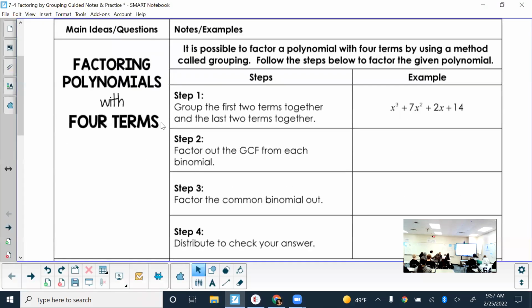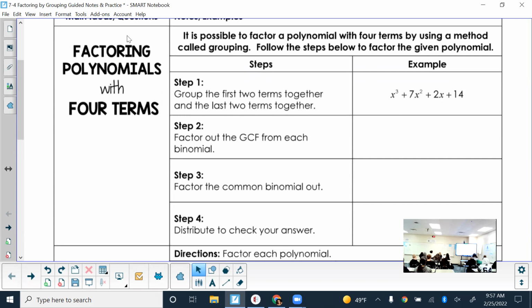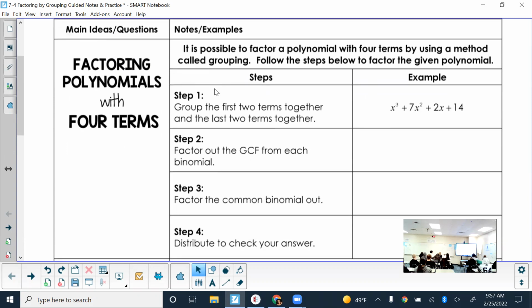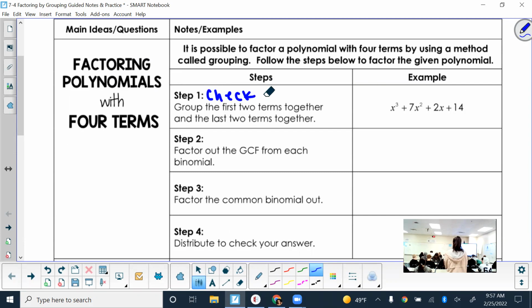All right, so the faster we get through this, the more time you have to practice. We are factoring polynomials with 4 terms. So here's the steps. First, and for every method, you really should be checking for a GCF first. So write that in here. Check for GCF. Don't ask me questions while I'm teaching, unless it's about this specifically. So step 1, check for GCF. Is there a GCF between these 4 terms?